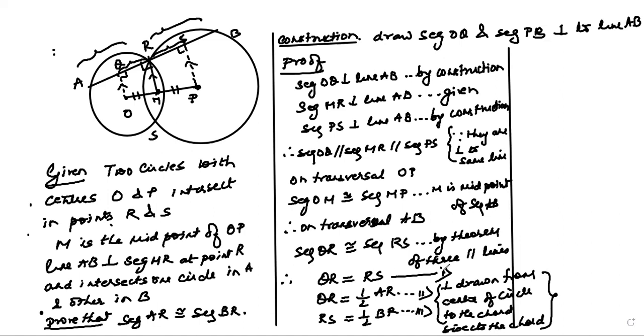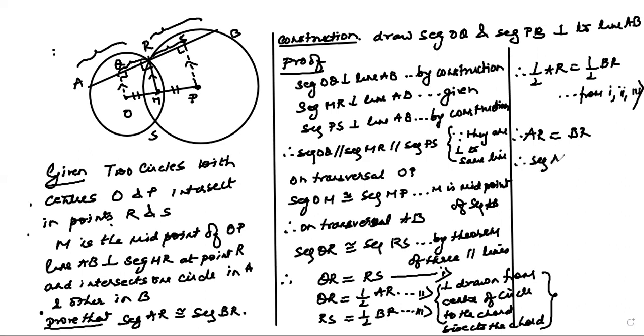But you agree, children, in your statement number 1, QR and RS are equal. The left hand sides of 2 and 3 are equal, QR and RS. Therefore, half AR is equal to half BR, from 1, 2, and 3. Therefore, half gets cancelled. AR equals BR. Therefore, segment AR is congruent to segment BR.